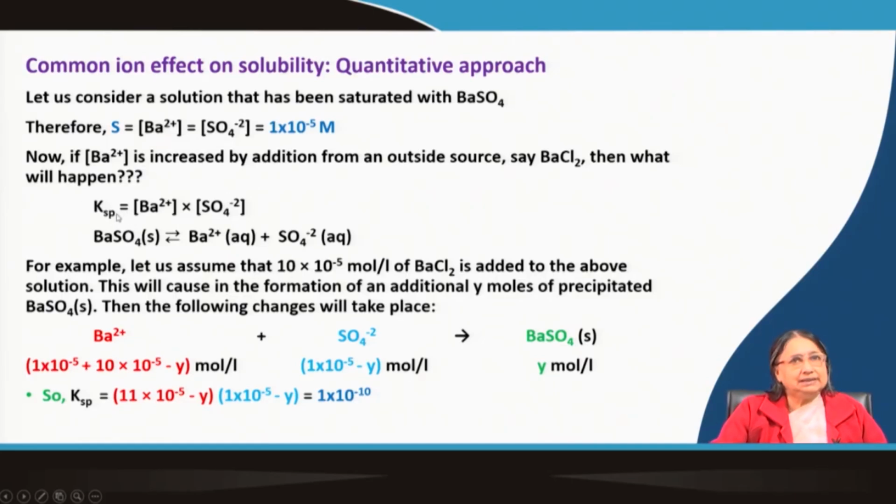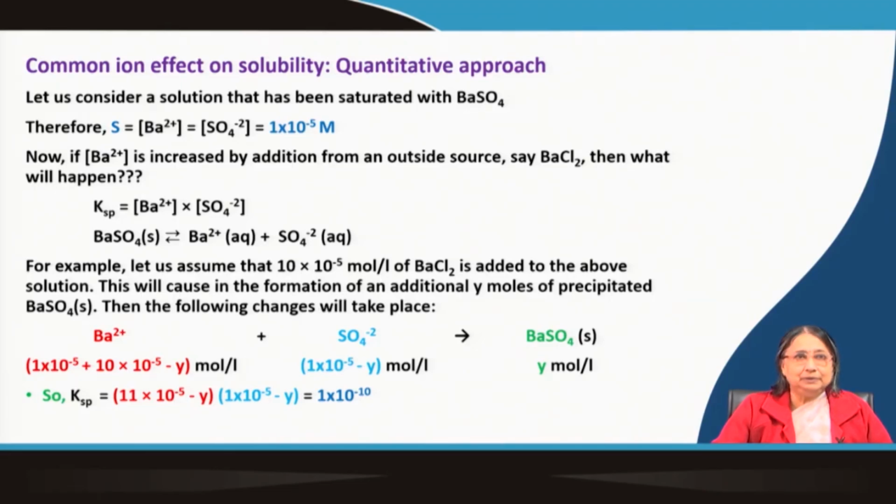Now, Ksp is constant and can be given by this expression, and this is the equilibrium reaction for barium sulphate. Now, what have we done? For example, let us assume that we have added barium chloride at 10 into 10 to the minus 5 moles per liter to the above solution. This will cause the formation of an additional Y moles of precipitated barium sulphate. When the barium concentration is increased, some barium sulphate has to go out of phase.